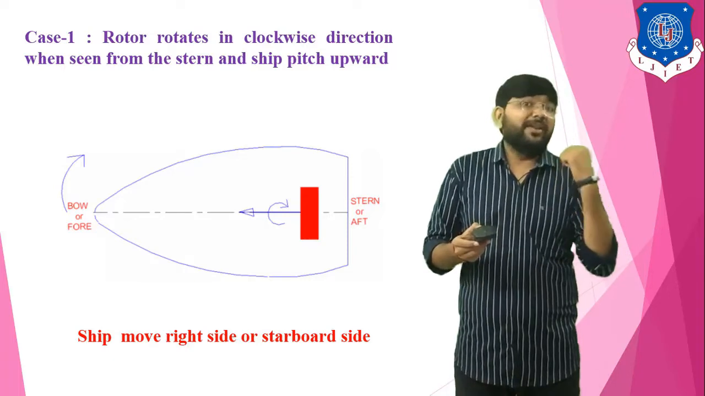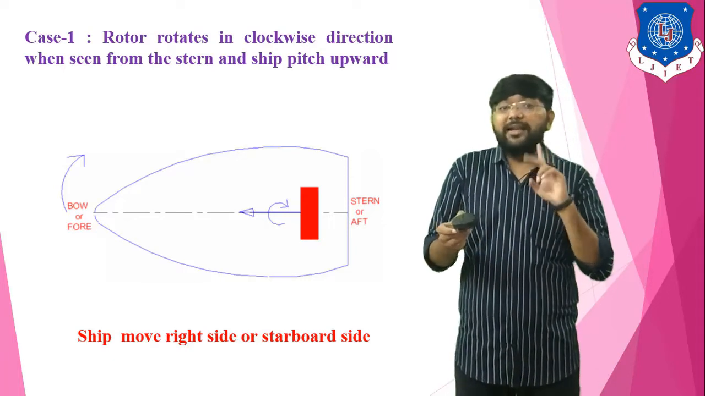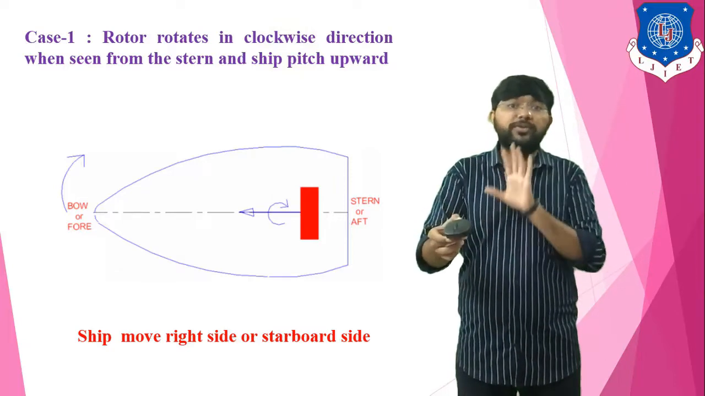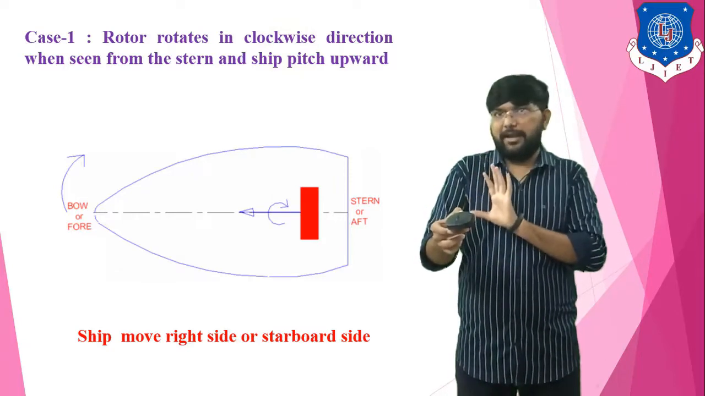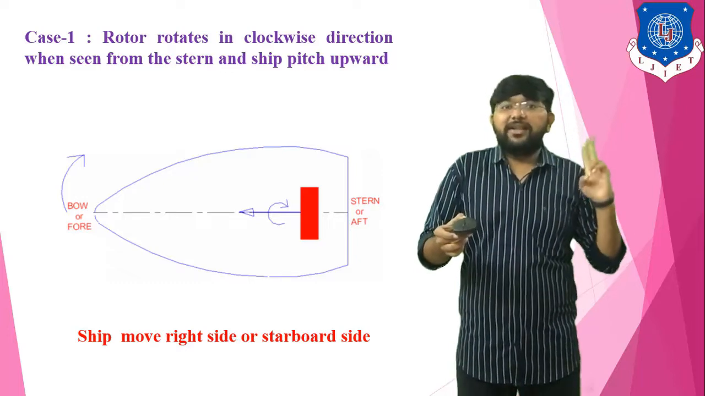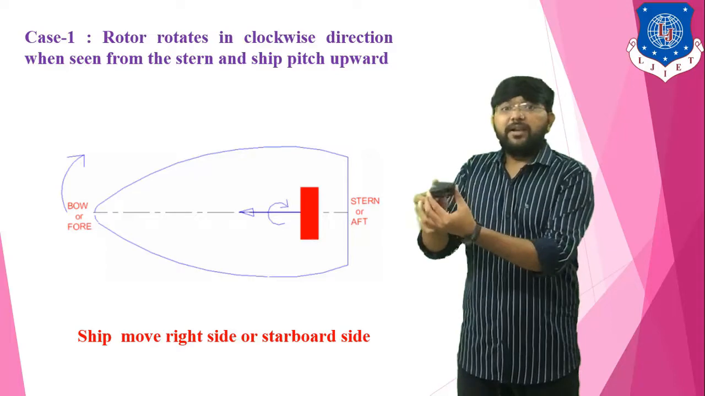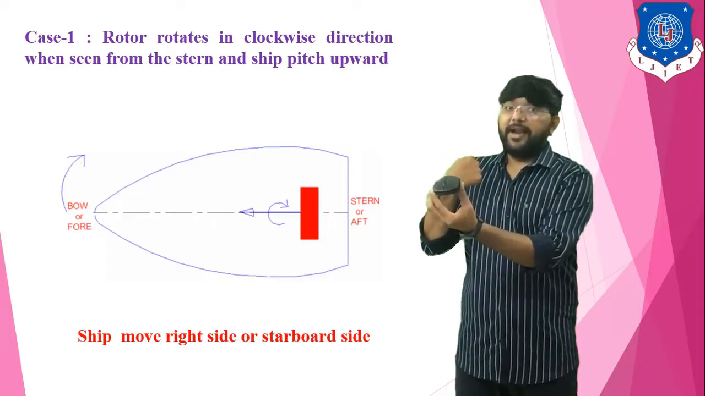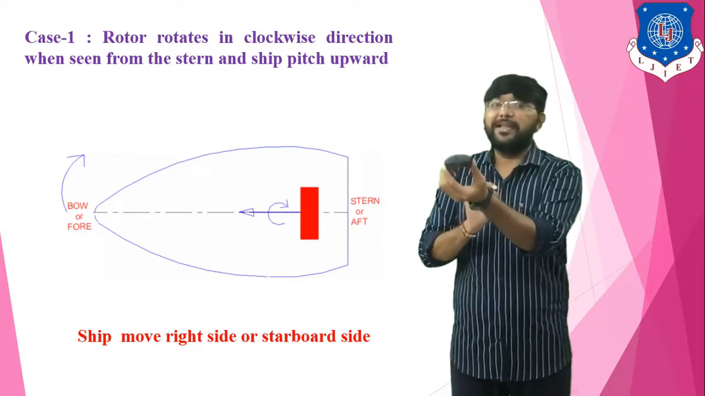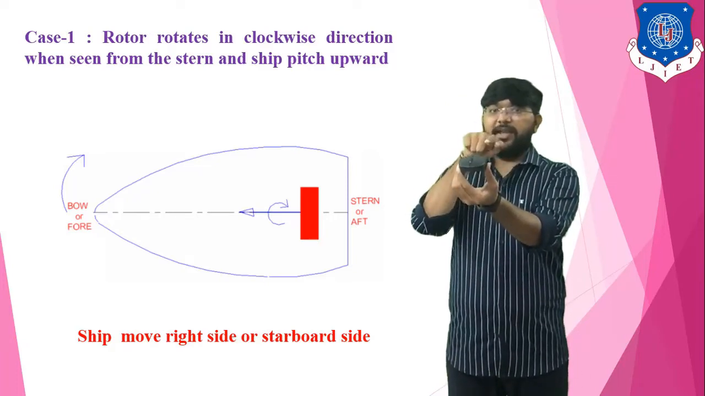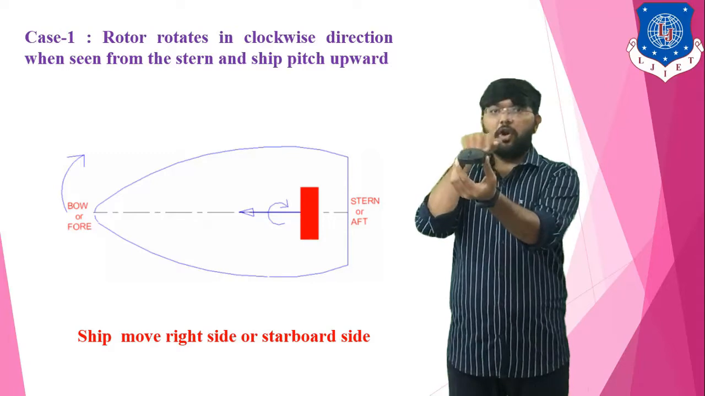First case I explain once again. Rotor rotates in clockwise direction. In all the 4 cases, you have to observe the ship from the rear end. Clear? I explain case number 1 again. The rotor rotates in clockwise direction when you view the ship from the rear end. So suppose this is a ship. You have to observe the ship from the rear end. If you look at the ship from the rear end, at that time the rotor rotates in clockwise direction.